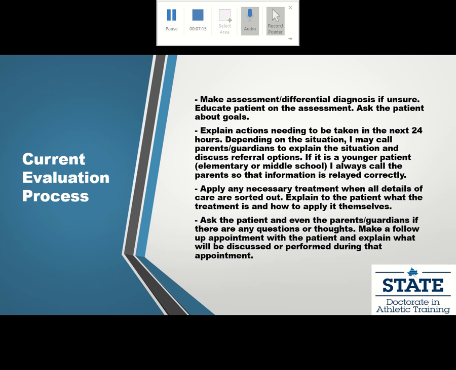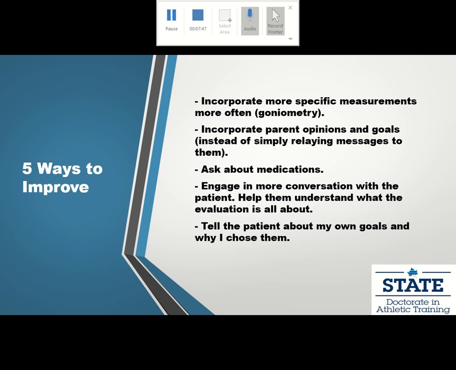So then after explaining everything, I usually try to apply any necessary treatment that I can personally do. And then I'll explain to the patient how to do it themselves if it is applicable to them. And then if the parents or guardians are also still around, I'll ask all of them if they have any questions or thoughts at the end, and then make a follow-up appointment, and also explain what the follow-up appointment will be about. So I made these 5 basic goals after reflecting on the way the current evaluation process is and how I go through it.